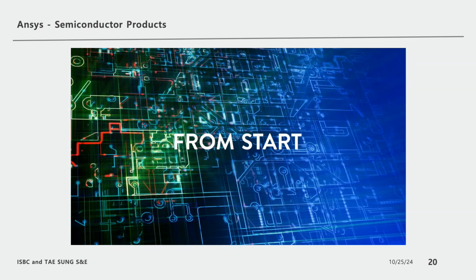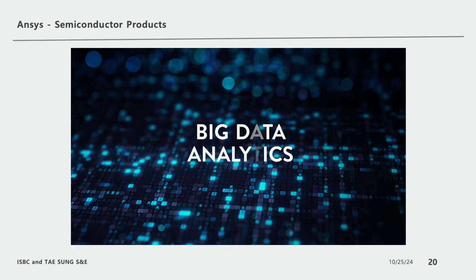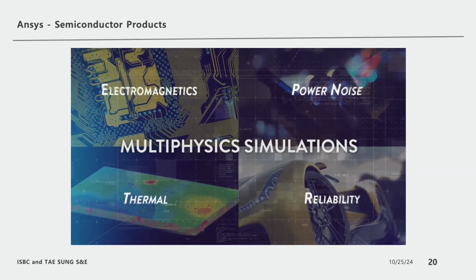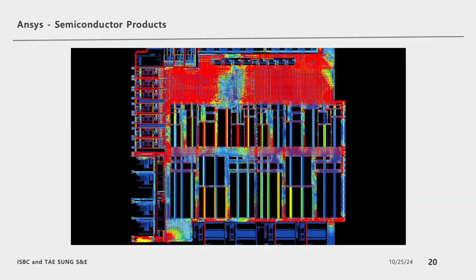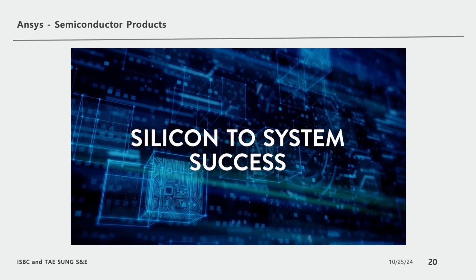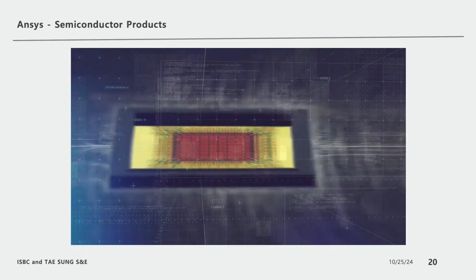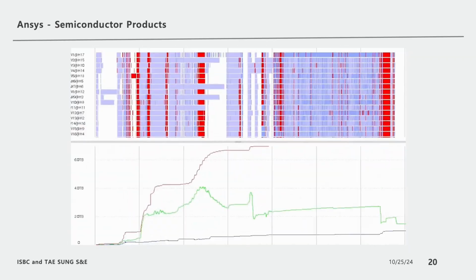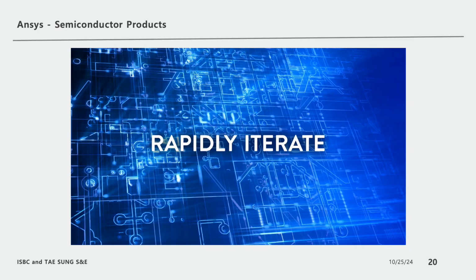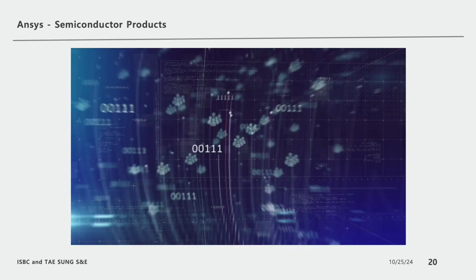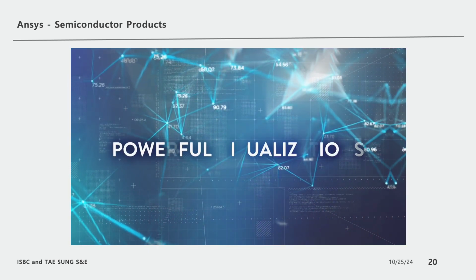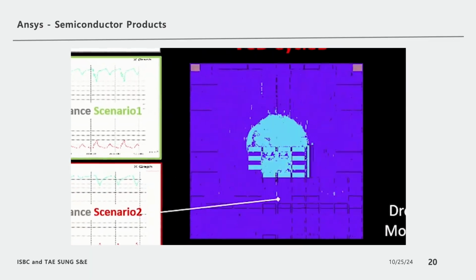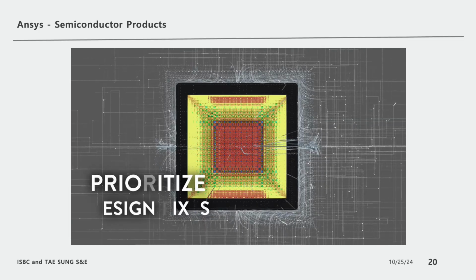From early design analysis to final sign-off, Ansys empowers you with big data analytics, elastic compute scalability, and multi-physics simulations, all for one purpose: to achieve silicon-to-system success. Ansys solutions break down your design margins and siloed methodologies with multi-physics simulations and actionable analytics. Rapidly iterate designs and accelerate time to results using advanced custom analytics, powerful visualizations, and machine learning. Gain key insights from your data early in the process, identifying weaknesses and prioritizing fixes.